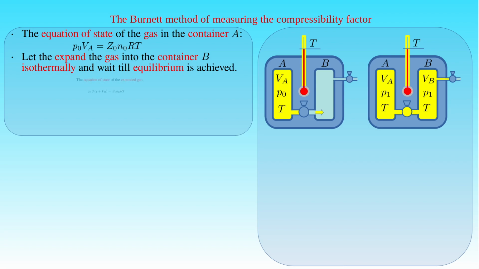gas, and write its equation of state in the form stating that the pressure P1 times the sum of the volumes VA and VB is equal to the compressibility factor Z1 times the amount of species N0 of the gas times the gas constant R times the temperature T.